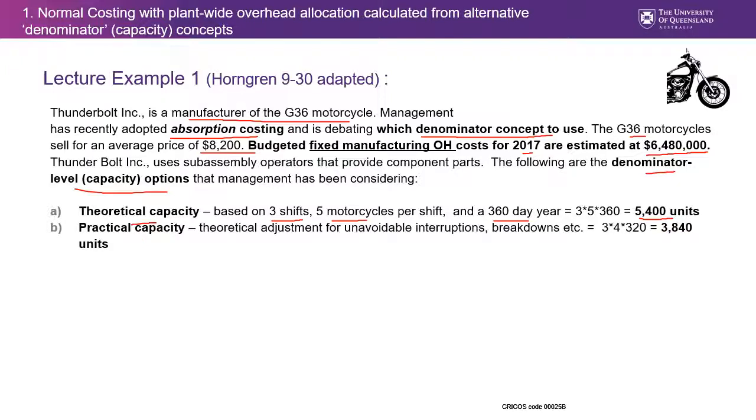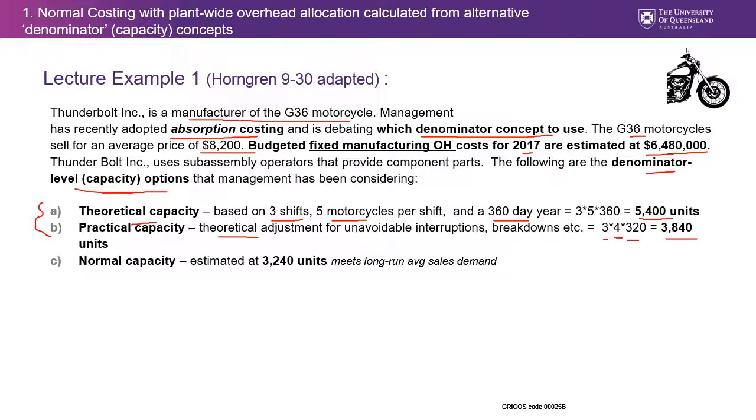Practical capacity, which is also a supply side capacity, makes a theoretical adjustment for unavoidable interruptions. So now we still have 3 shifts a day, but we're saying we can only produce 4 motorcycles per shift, and we only produce on 320 days per year. So our total practical capacity is 3,840 units.